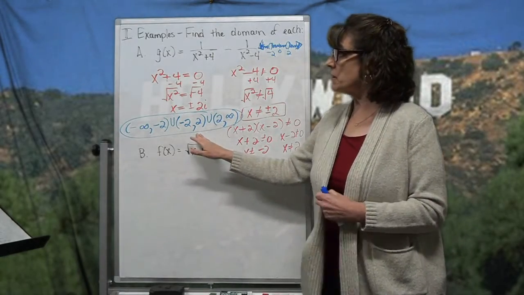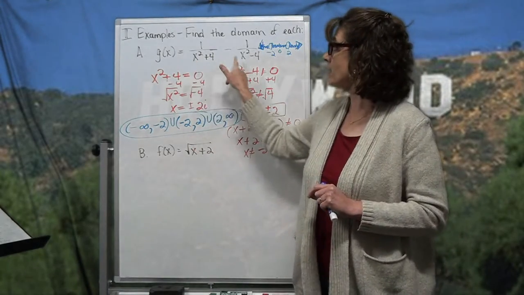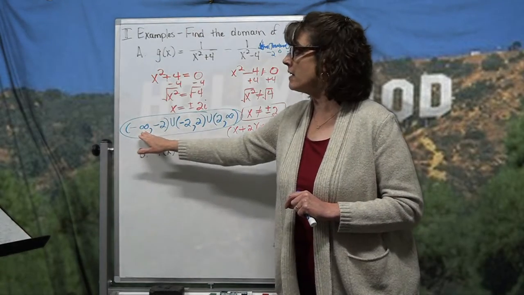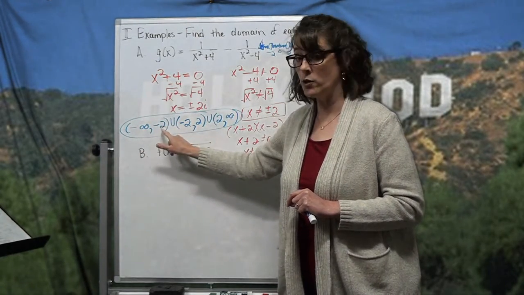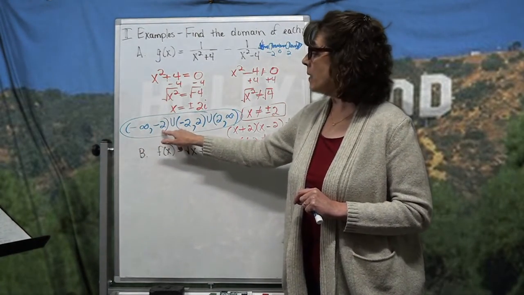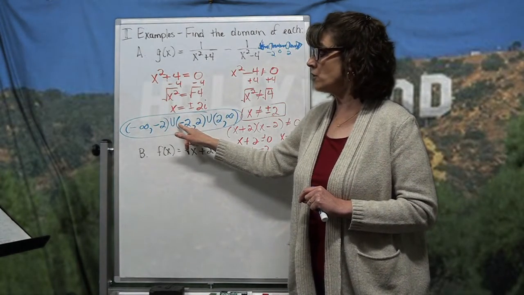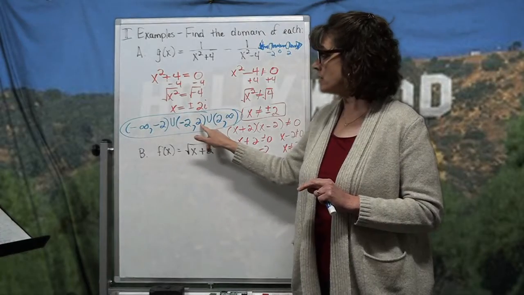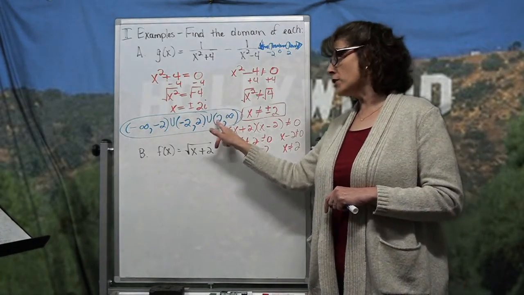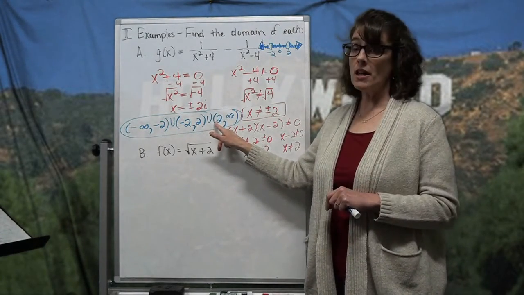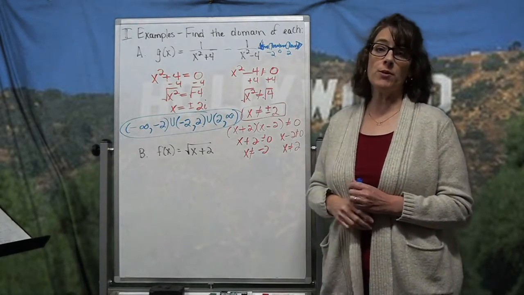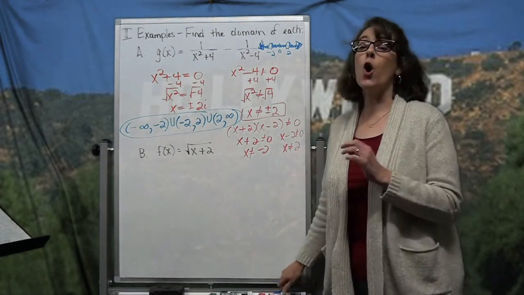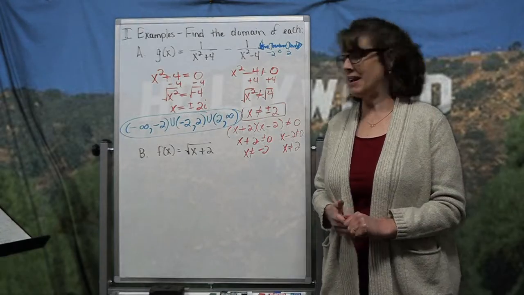This simply tells me that what's okay to go in here is everything from negative infinity to negative 2, but not including that negative 2. And then pick up on the other side of the negative 2 and go all the way up to 2, not including either one of these, skip over the 2, pick up just on the other side of that 2, and go all the way to infinity. Those are the numbers that are okay to be included in that domain.